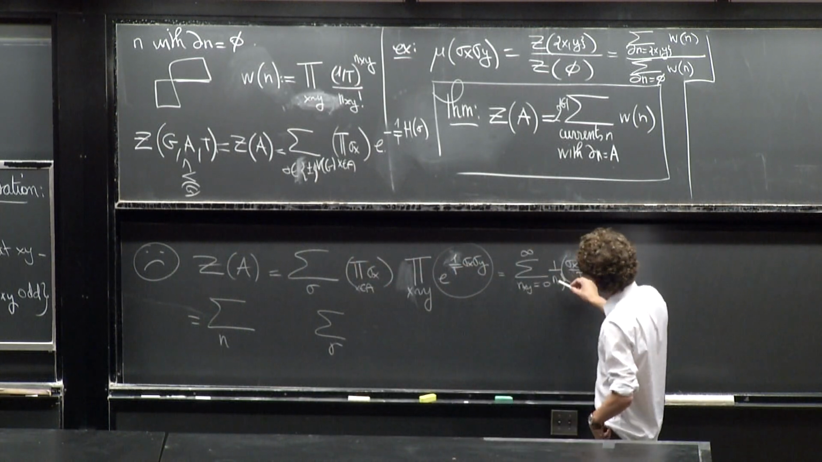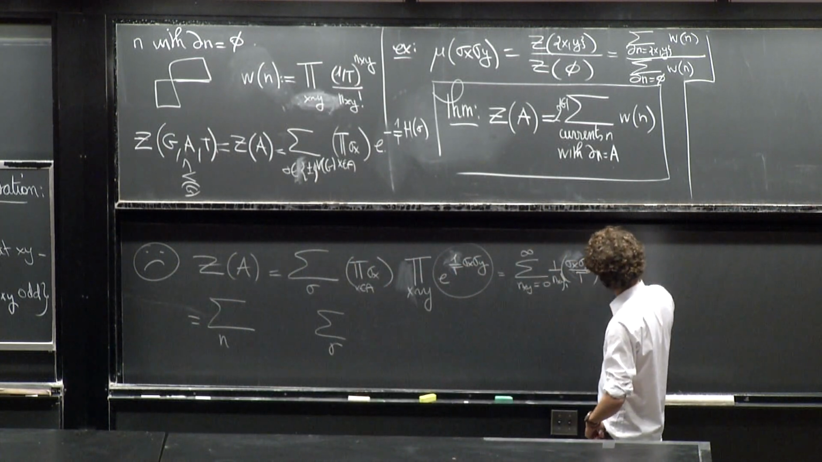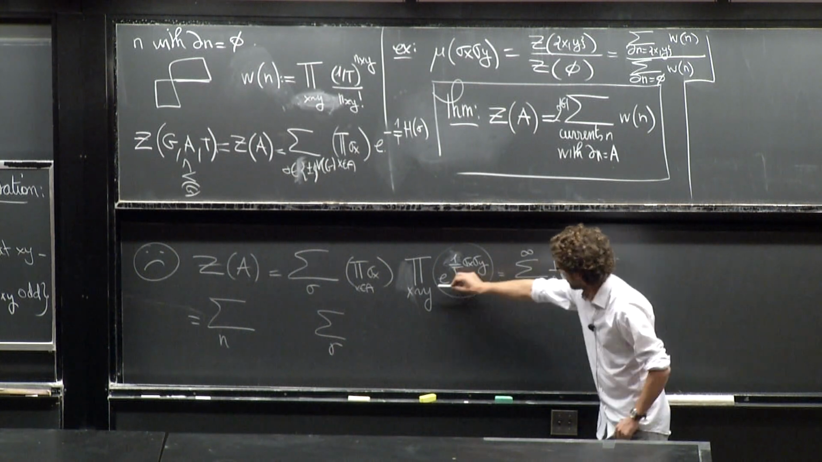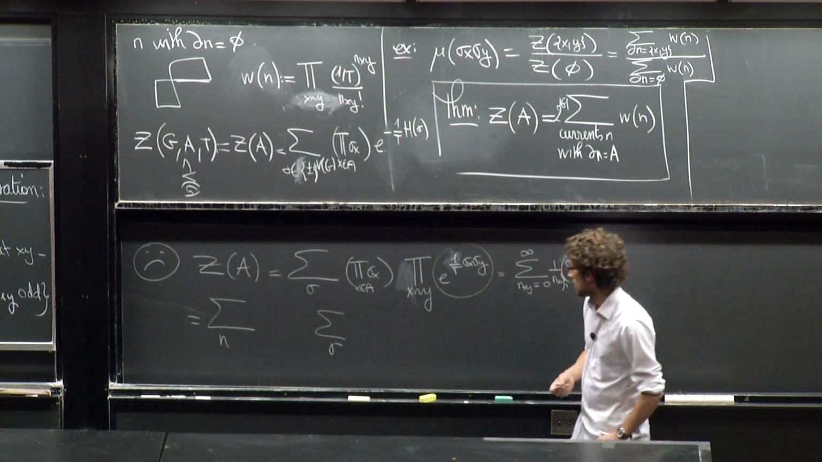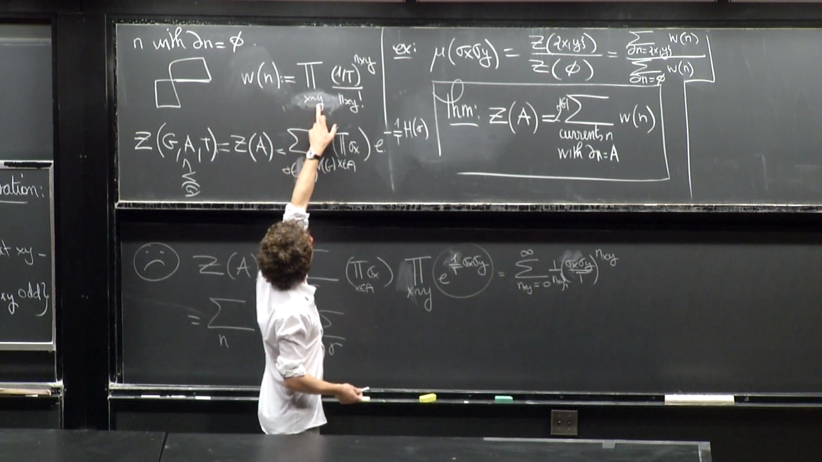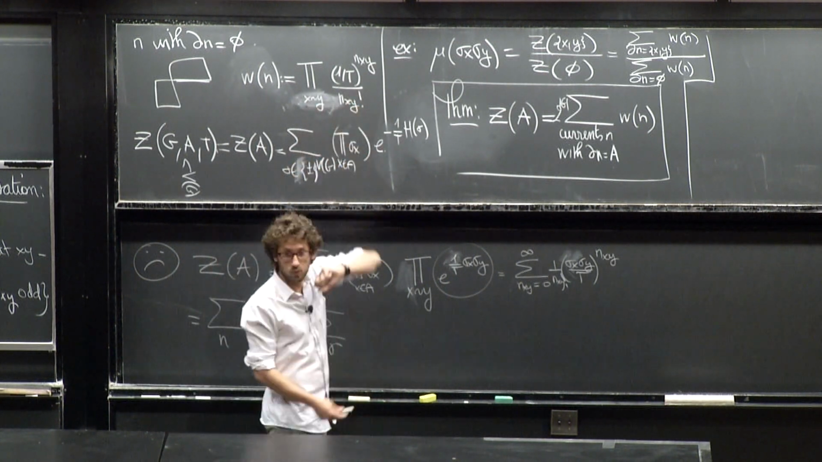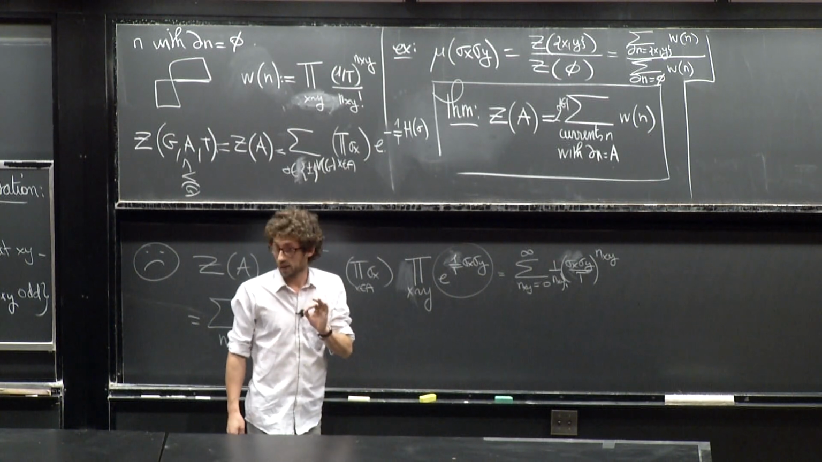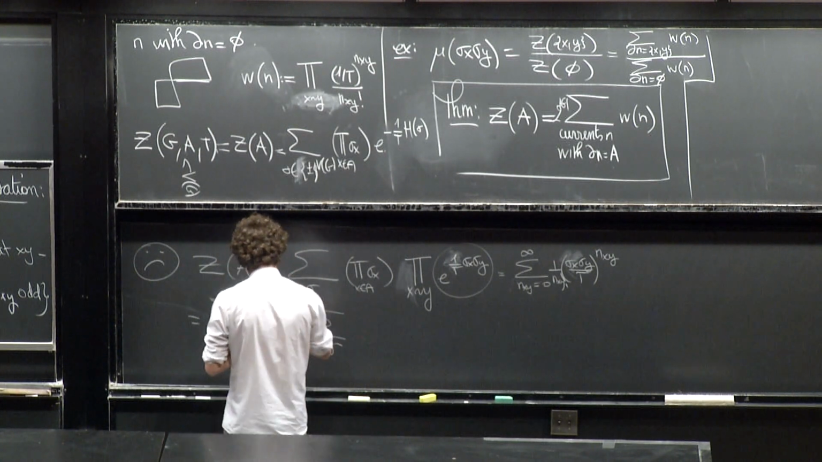Well, the 1 over n_xy factorial times 1 over t to the n_xy, for the product on every x and y. So here, I'm going to get the product over every x connected to y of 1 over t to the n_xy over n_xy factorial. I get exactly the weight. So I get w of n.